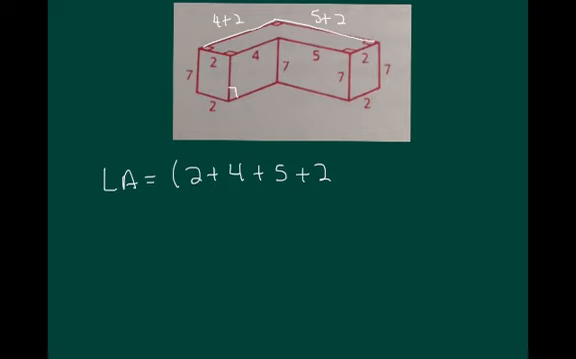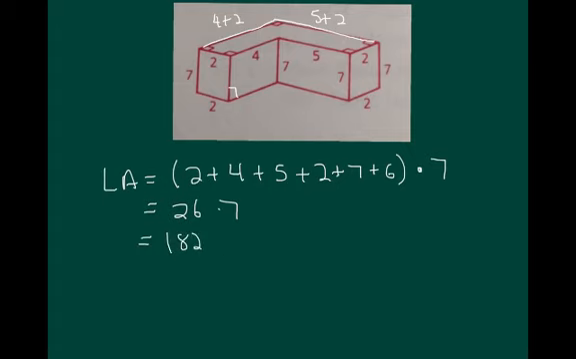So for our total perimeter, we have to add on another 7 and another 6, and we'll multiply that times the height of 7. So when you multiply this out, you get 26 times 7, which is 182.